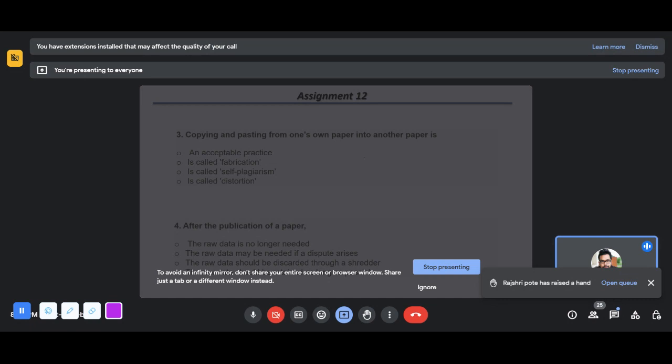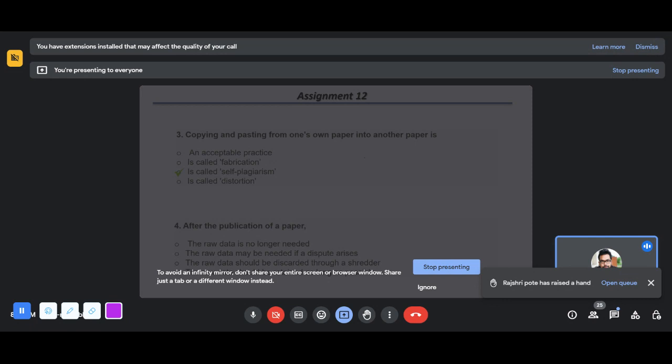It's called self-plagiarism. Just read that. "After the publication of a paper, the raw data is no longer needed" is not right. The raw data may be needed if a dispute arises. Actually, the raw data should be retained as long as possible.